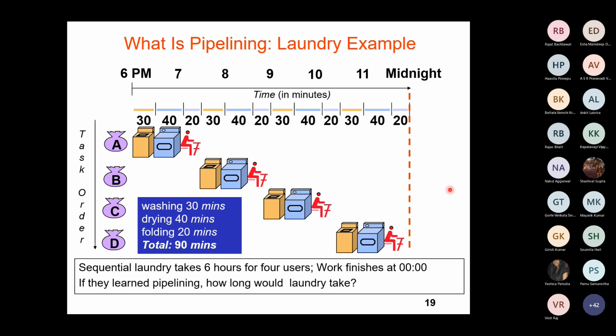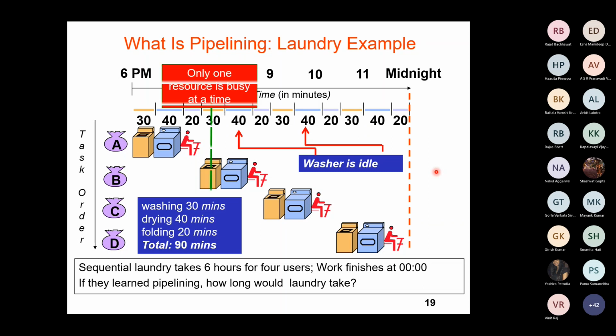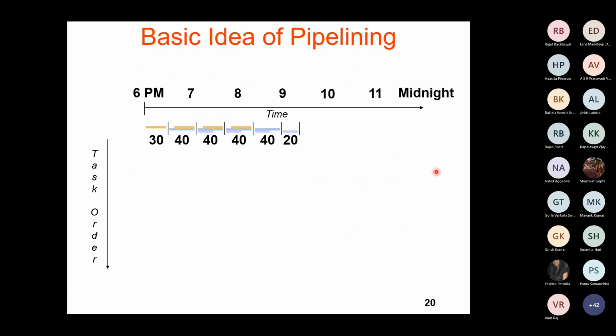Suppose you have this knowledge of pipelining, which is obvious. So here, for example, you can see that at this time instant, the dryer is busy, but the washer is free. Because only user B is using the dryer, the washer is now idle. So there are many places. Similarly here, the washer is idle. The idea behind pipelining is to utilize this idle time. So notice that in single cycle instruction, only one resource is busy at any instant of time.